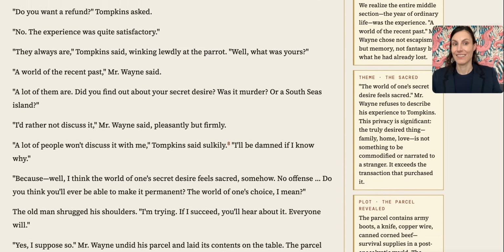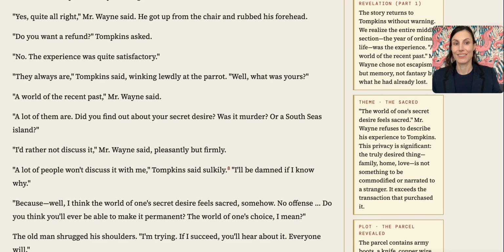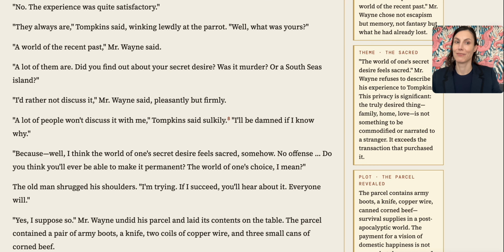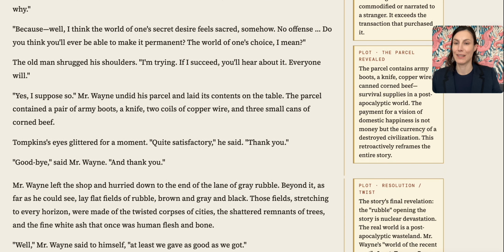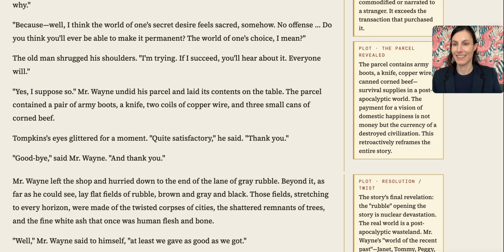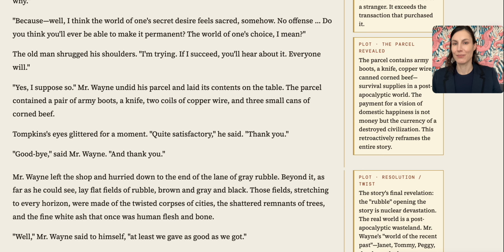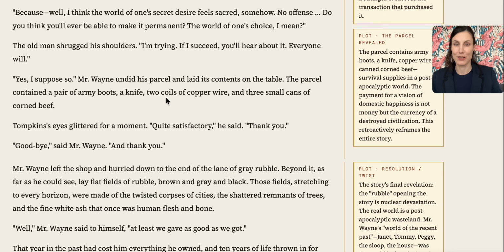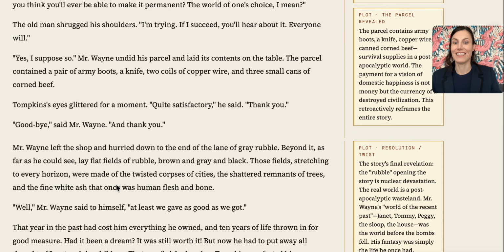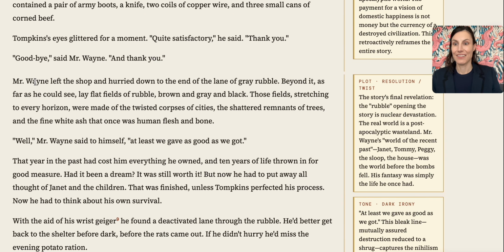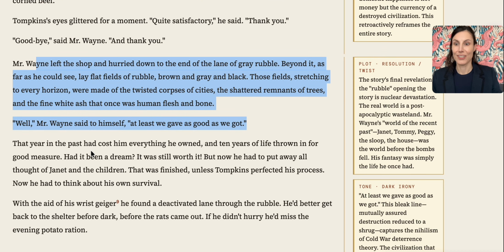And the world he went to, that he desired most, was simply to be back with his family again, which is really, really sad. Because throughout this story, I was a little bit judging Mr. Wayne for making the selfish choice. And I was also wondering, what did Mr. Wayne hate so much about his life? But in the end, we find out that everything is absolutely destroyed from a nuclear apocalypse.